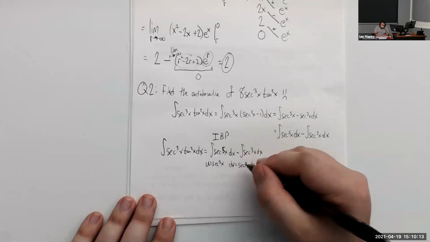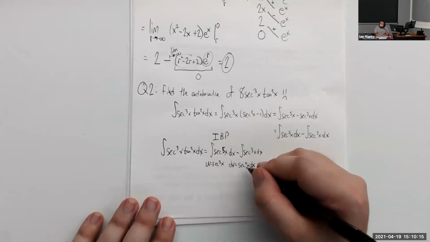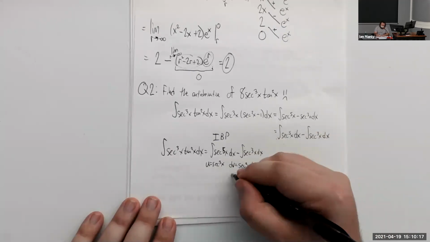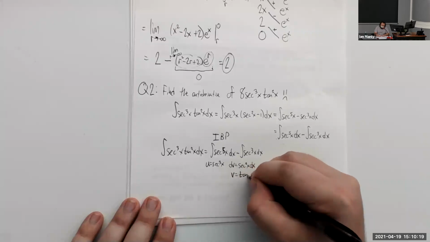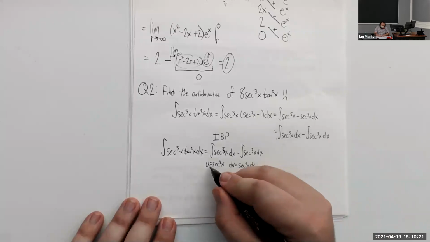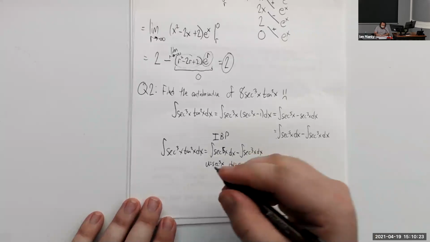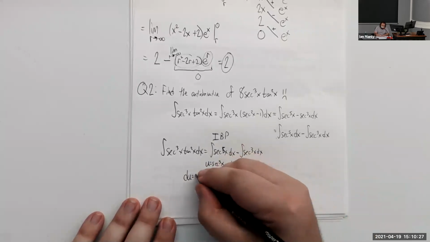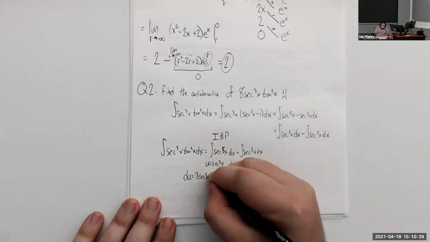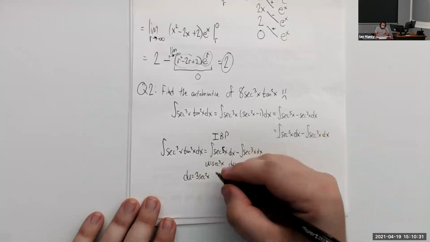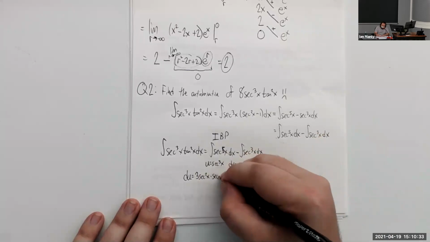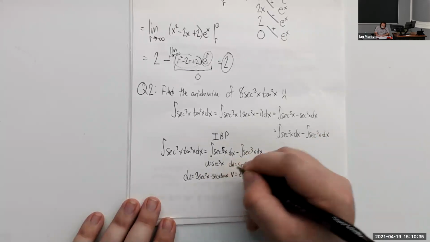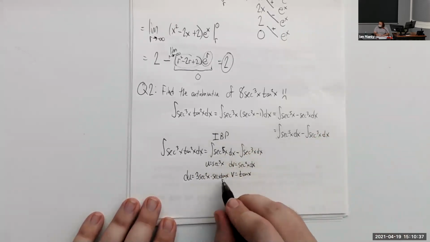All right, and the reason why I do that is because I have to integrate whatever dv is, and the integral of secant squared is tangent. Now I'm going to use the chain rule to do the derivative of this. So I use the power rule. So I have 3 secant squared and then I multiply by the derivative of the inside, which is the derivative of secant. So I end up multiplying by another secant tangent.